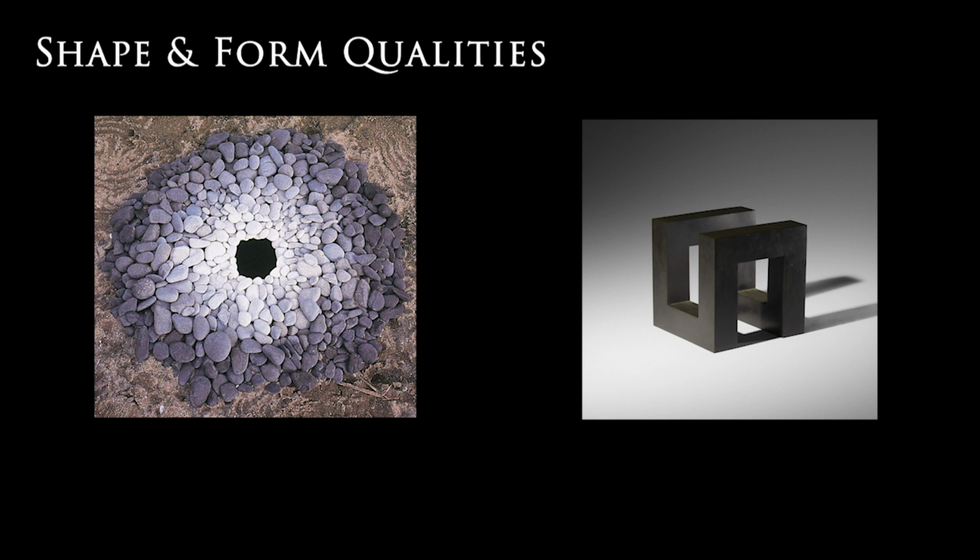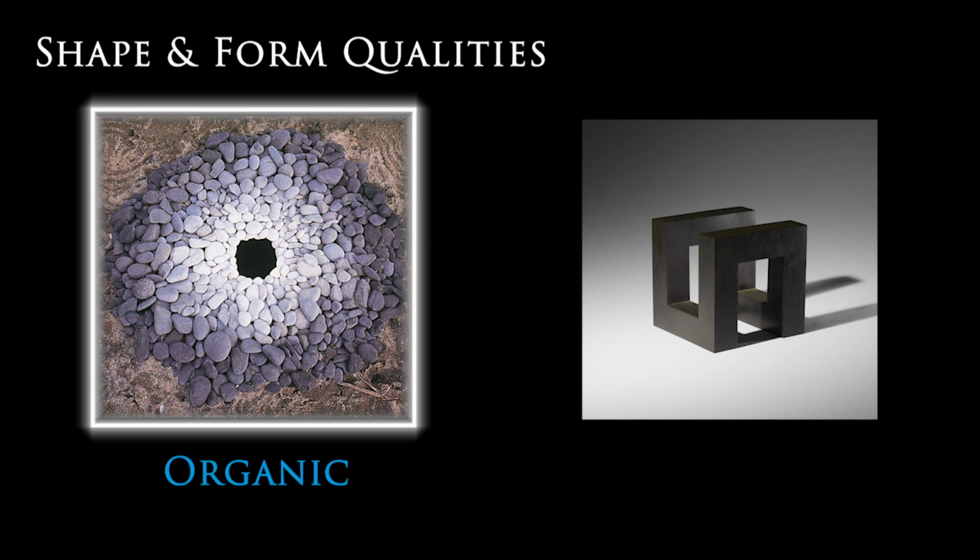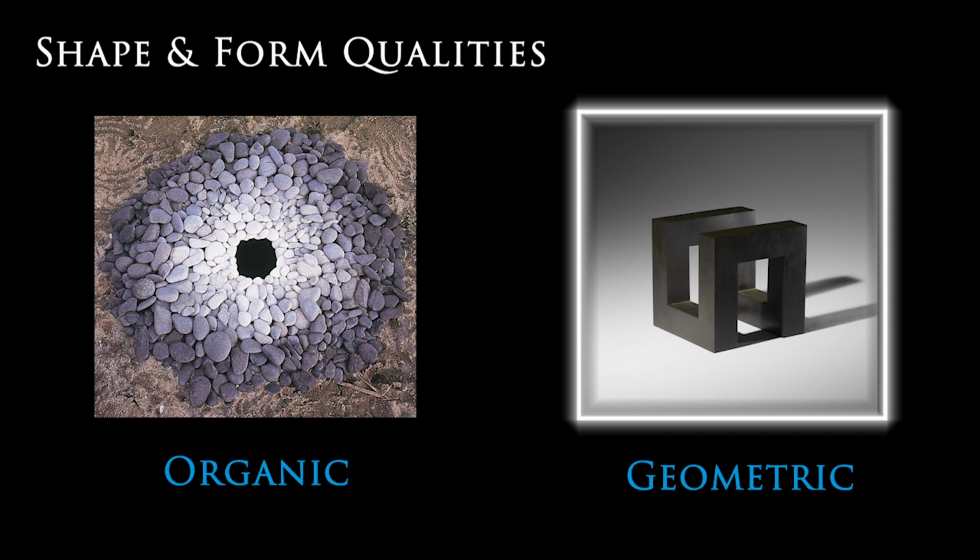Just as with line, there are qualities of shape and form that can have variations. Shapes and forms can be organic or geometric. Again, organic shapes are based out of nature. They're often curved in some way. They don't require mechanical assistance, whereas those geometric forms do require mechanical assistance to be created.